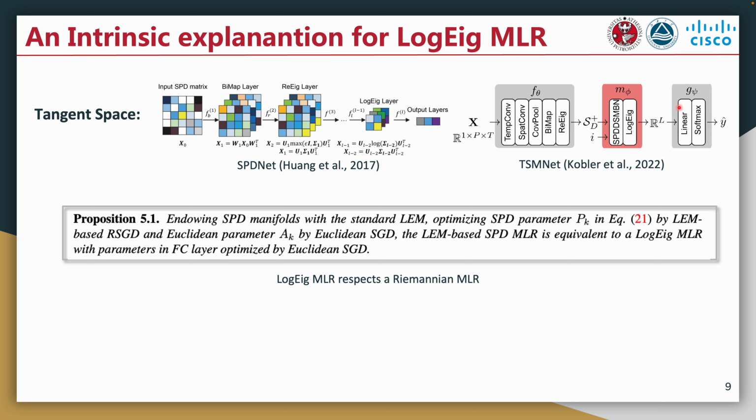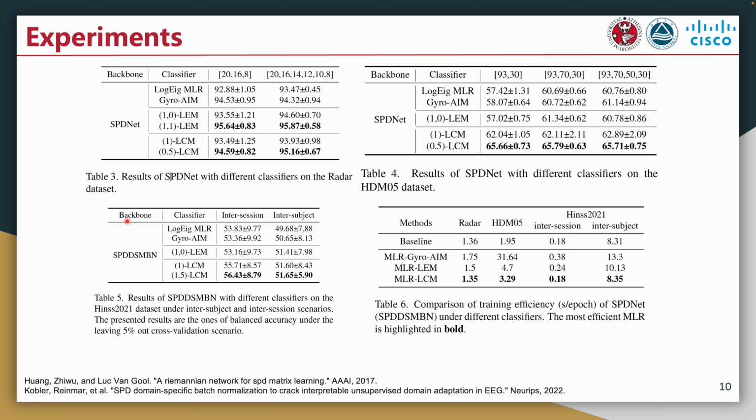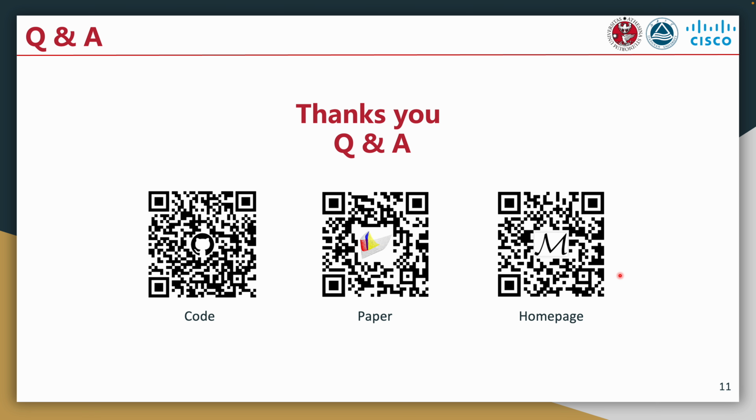A very popular classifier, composed of the matrix logarithm, FC layer, and the softmax, implicitly respects a Riemannian classifier, which is described in this proposition. Here are our experiment results. We found that our classifier achieves better performance with minor extra computational cost. Our paper and code are publicly available. Thank you for listening.